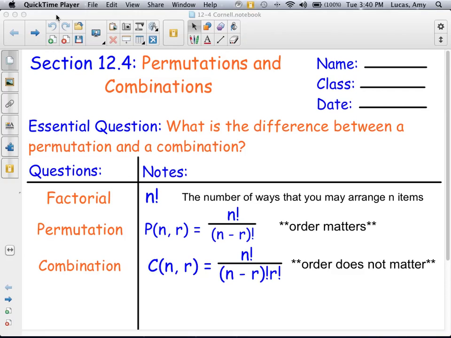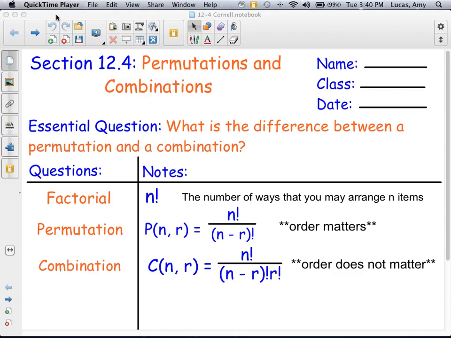The next new vocabulary is a permutation. A permutation, in our book, the symbol is capital P, and then in parentheses, you have n comma r, and the n and the r will be replaced with numbers. Where n is the total number of items that you have, and r is the number of items that you're using. So it's different from a factorial because in a factorial, you're using all of your items. So in a permutation, you're using some of them.